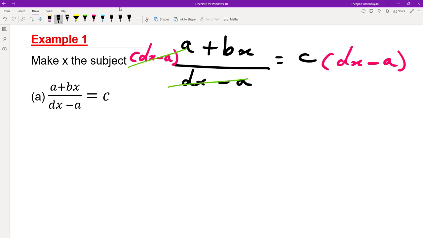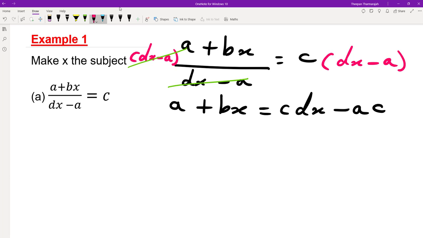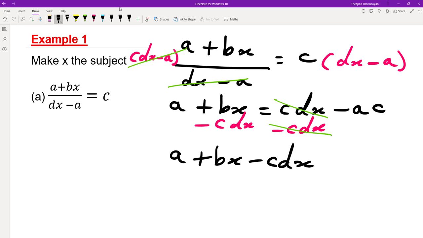So I'm left with a plus bx equals, now here I'm going to expand the brackets, so cdx minus ac. So now what I'm going to do is to minus cdx on both sides. So minus cdx here, minus cdx on this side. And then they cancel out. So I end up with a plus bx minus cdx equals minus ac.